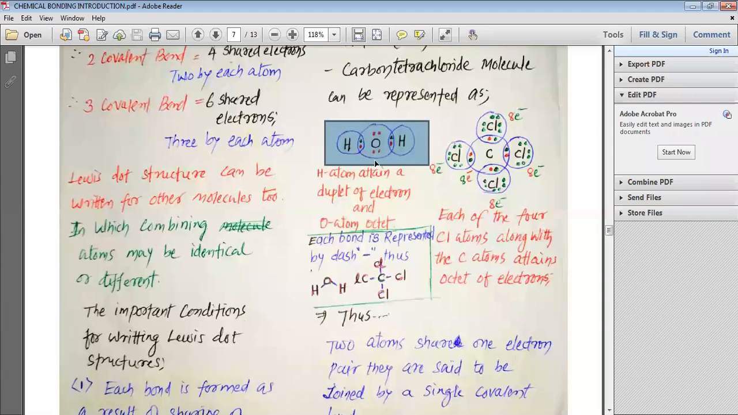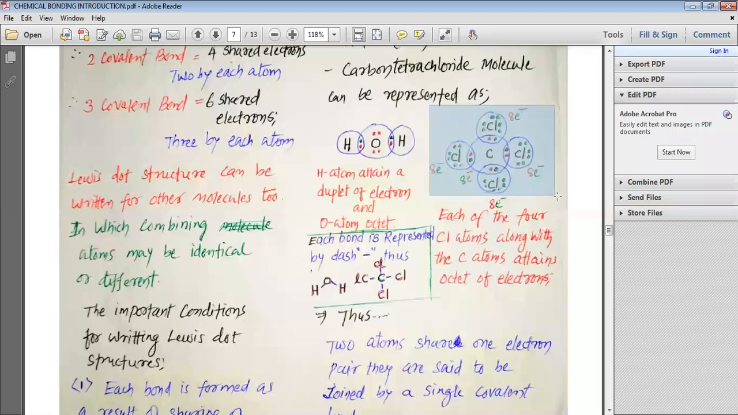You can see that in H2O, oxygen has 8 electrons. At the same time, hydrogen has 2 electrons with it. That is why the octet for oxygen and the duplet for hydrogen is attained. You can see that I have written that the H atom attains a duplet of electrons and the oxygen atom attains the octet. Now you can see the case of carbon tetrachloride.